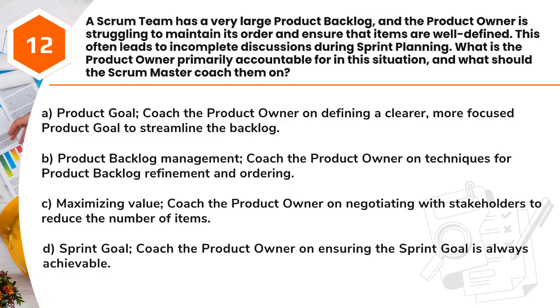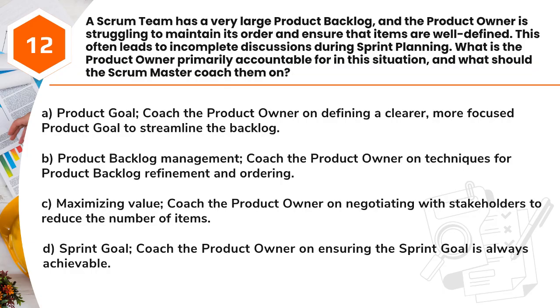Question 12. A Scrum team has a very large product backlog, and the product owner is struggling to maintain its order and ensure that items are well defined. This often leads to incomplete discussions during sprint planning. What is the product owner primarily accountable for in this situation, and what should the Scrum Master coach them on?